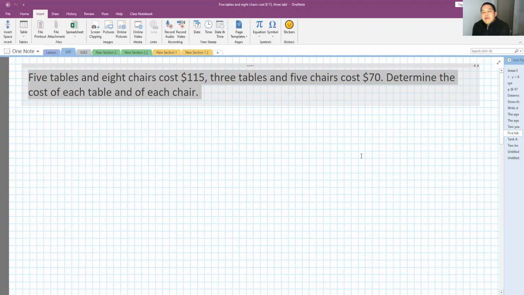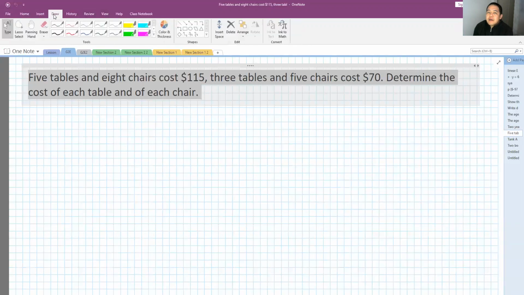The second one, see, 5 tables and 8 chairs cost $115, okay. Now 3 tables and 5 chairs cost $70. Determine the cost of each table and each chair. So I think perhaps you have seen a similar question like this many times.